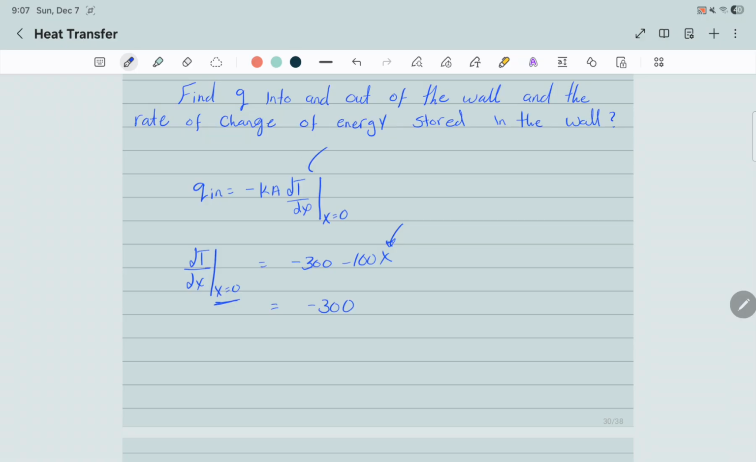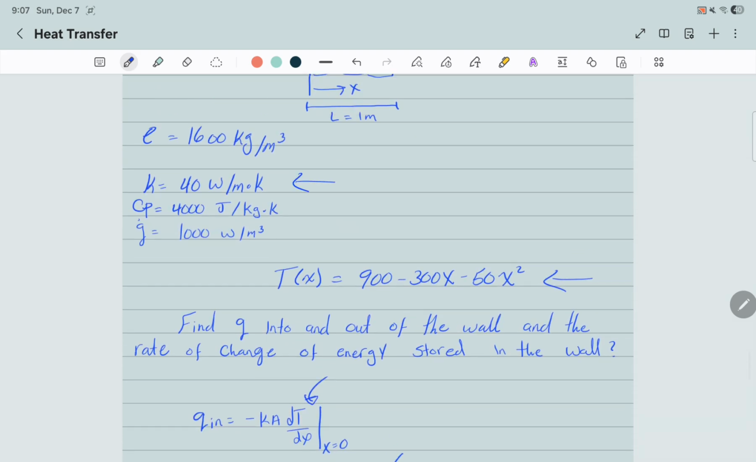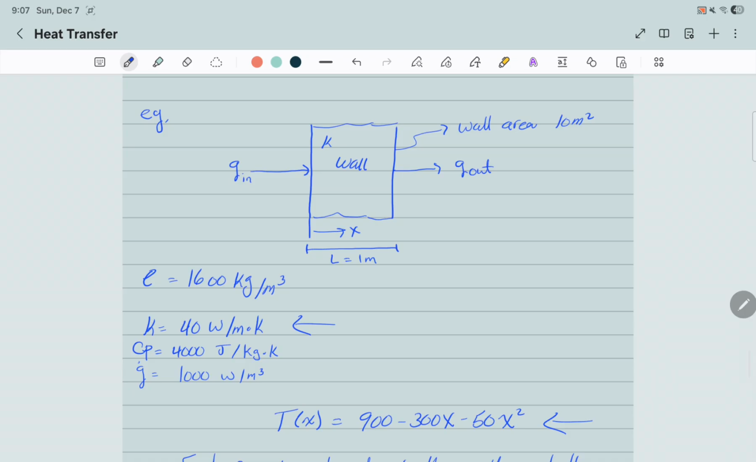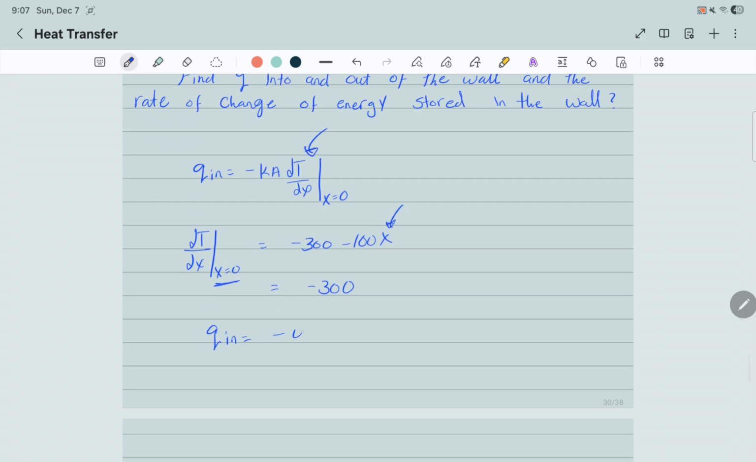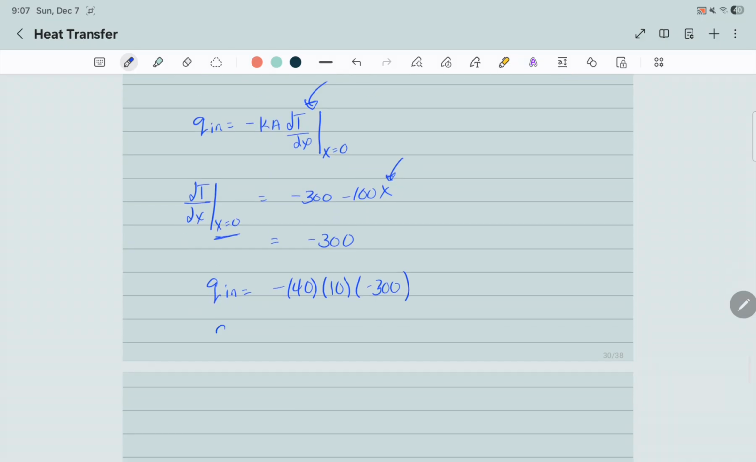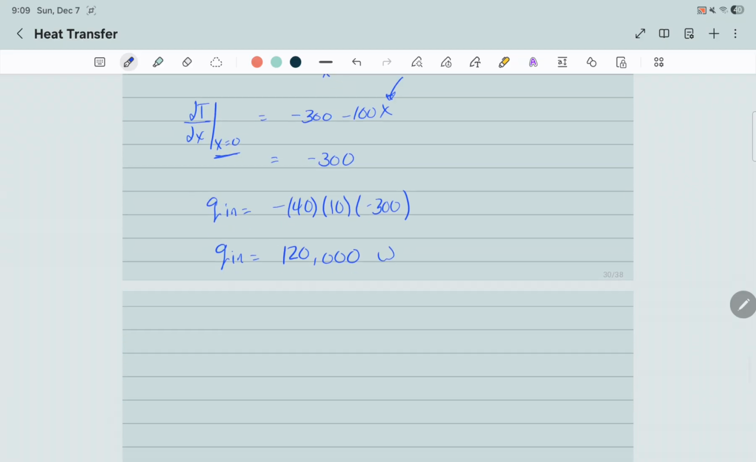We can substitute that back into the equation. Therefore, Q in will equal negative, what is K? K is 40. The area is 10. So, negative 40 times 10 times negative 300. Therefore, Q in equals, give me a second, 120,000 watts. Now let's find Q out.